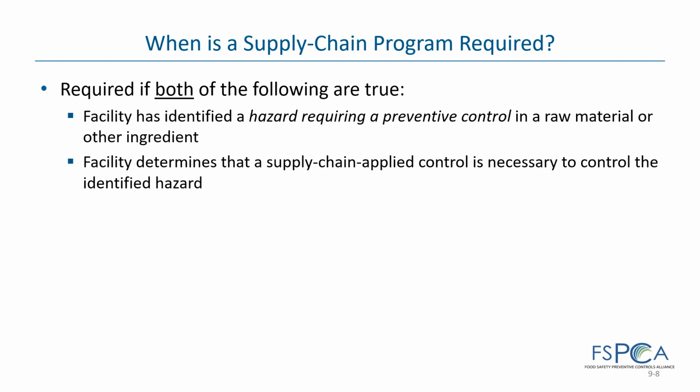And then the facility has to determine that a supply chain applied control is the appropriate control for that identified hazard. Okay, so this all comes from your food safety team thinking through that hazard analysis process and identifying the best ways to control each of those hazards that require a preventive control.